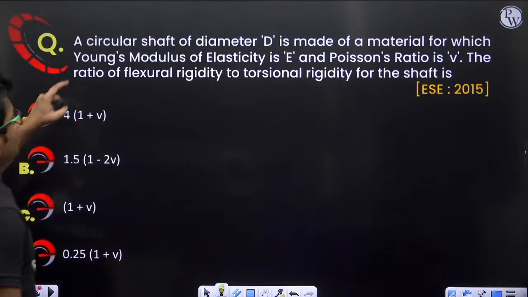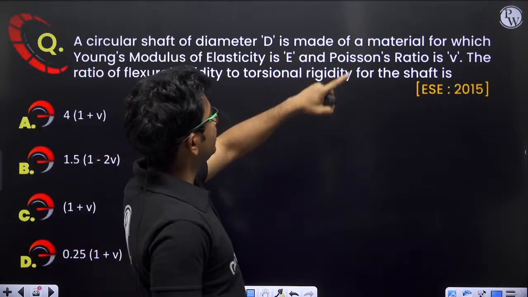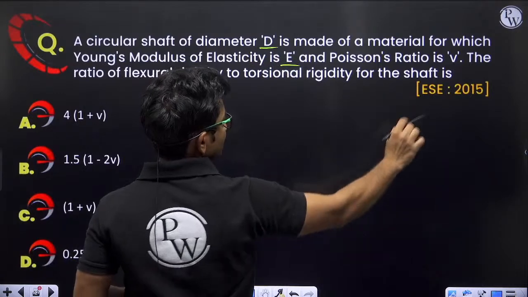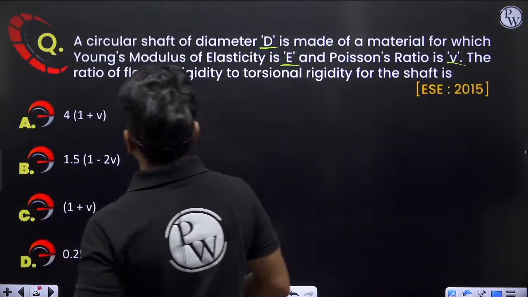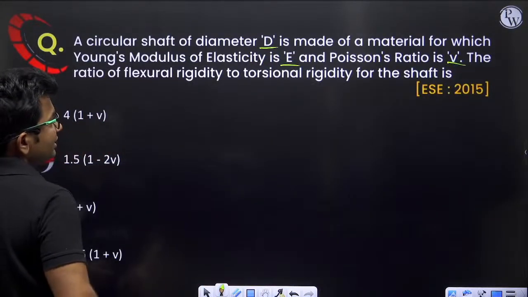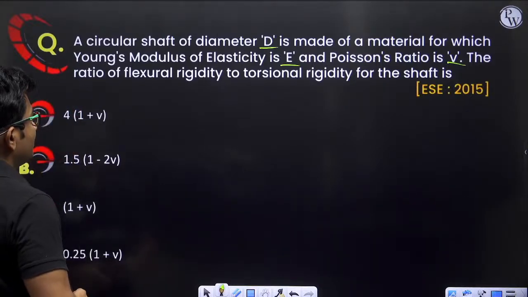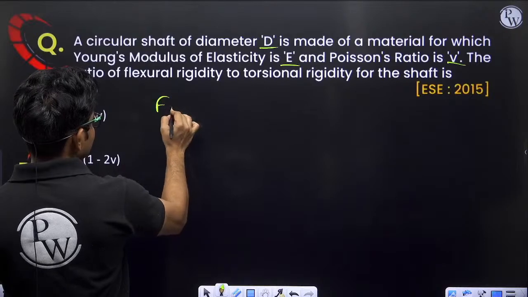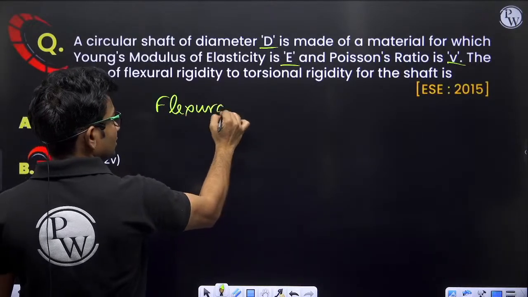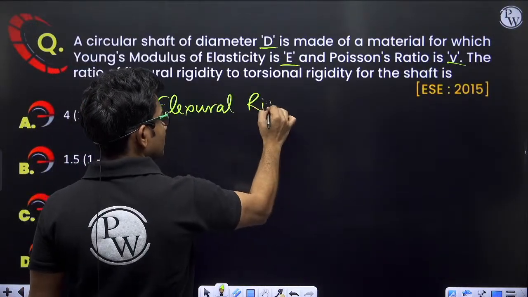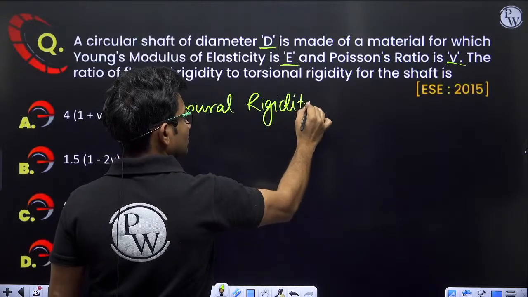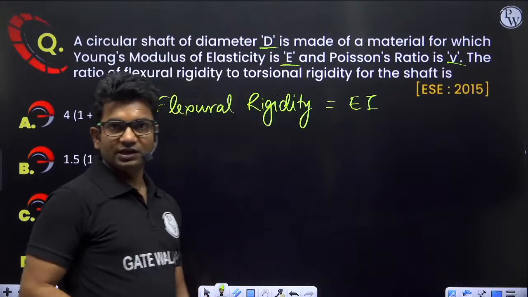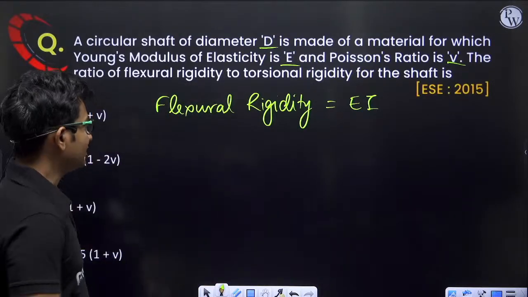Next question. A circular shaft of diameter d is made of a material for which Young's modulus of elasticity is E and Poisson's ratio is V. The ratio of flexural rigidity to torsional rigidity of the shaft is. Okay, so what is the flexural rigidity? Flexural rigidity is represented by EI, right?